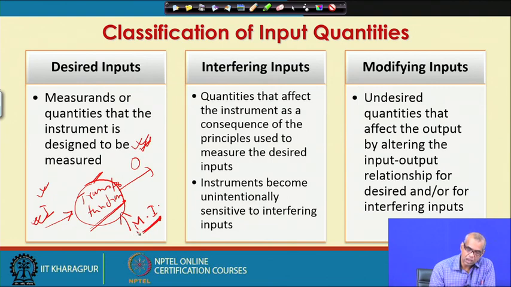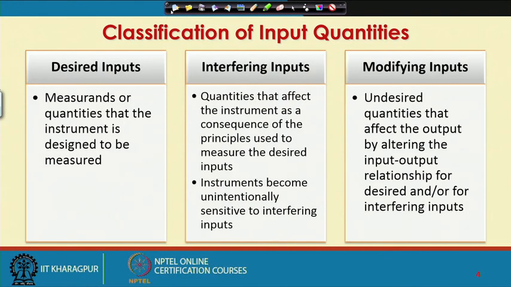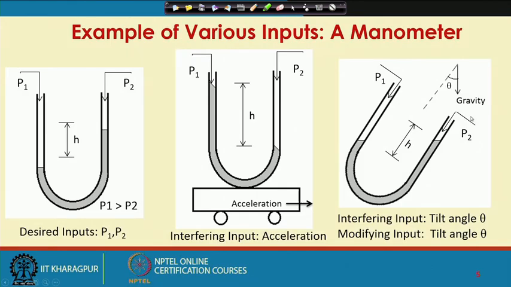So, this is an undesired input. So, there are three different types of inputs. All the inputs can be broadly classified in three different categories: desired input, interfering input, modifying input. Desired input, we desire, the instrument has been designed to measure this input only, but unintentionally the instrument also becomes sensitive to interfering input, and also there will be undesired modifying input. Let us now take an example of various inputs: desired input, interfering input and modifying input. Then the concept of these various inputs will be clear to you.